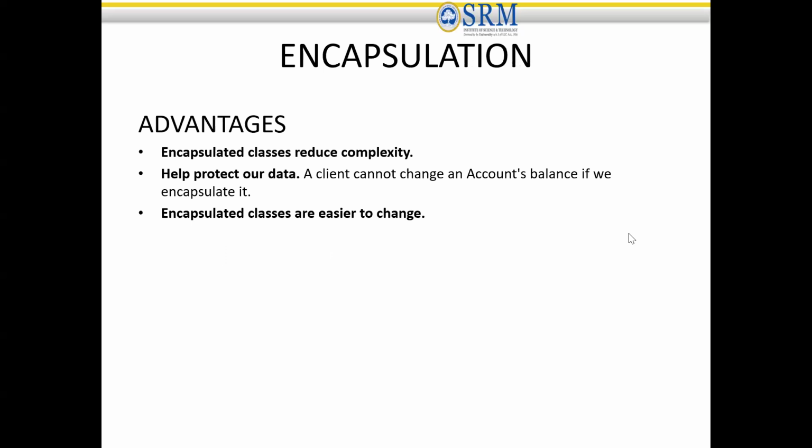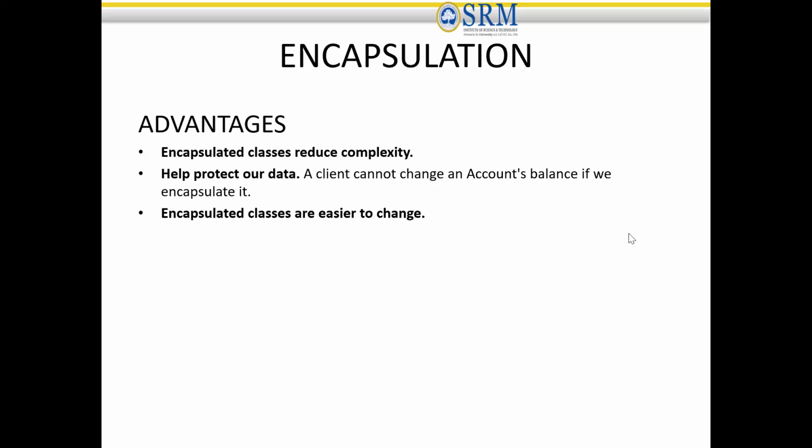So, encapsulation advantages. We were already talking about these features. Encapsulation is an important feature because it has the potential of data protection, that is, data hiding, with the help of class access specifiers: private, protected, and public. Advantages: encapsulated classes reduce complexity. Encapsulated classes, meaning data abstraction, reduce the complexity and help us to protect our data.